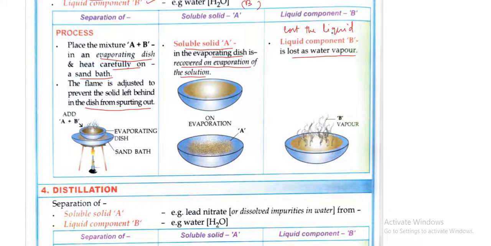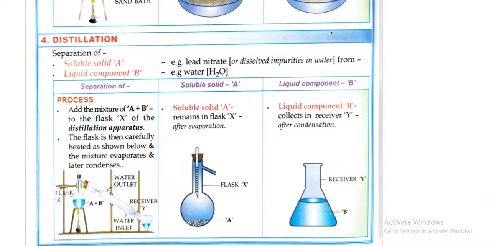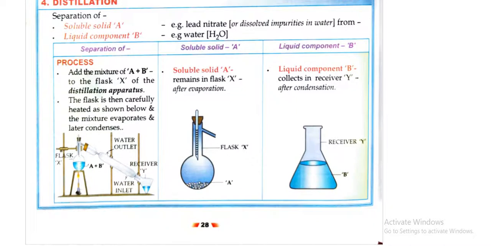But if you want to get the liquid, then you will use the second method, that is distillation. So what happens in distillation? Here one is soluble solid A and the liquid component B.